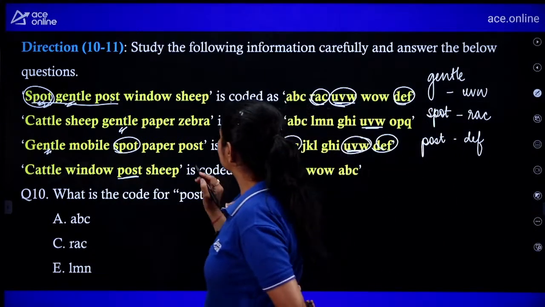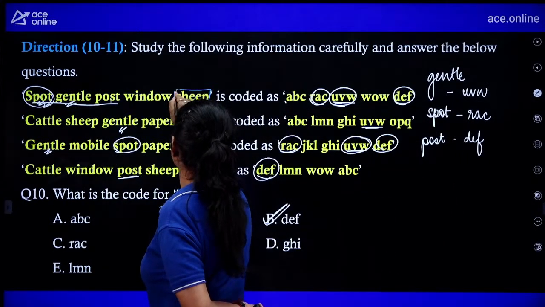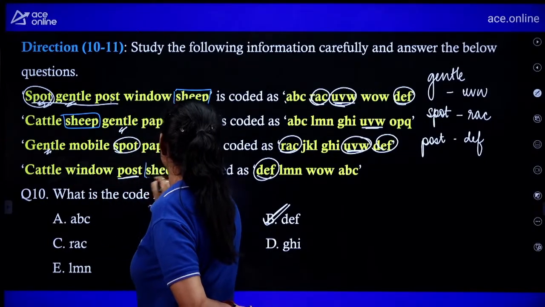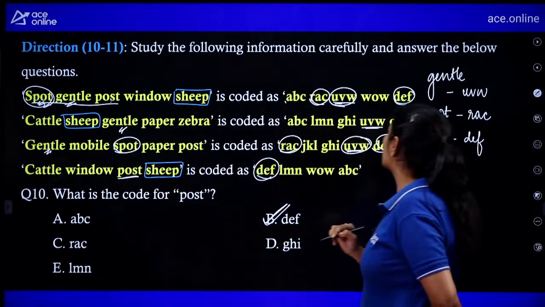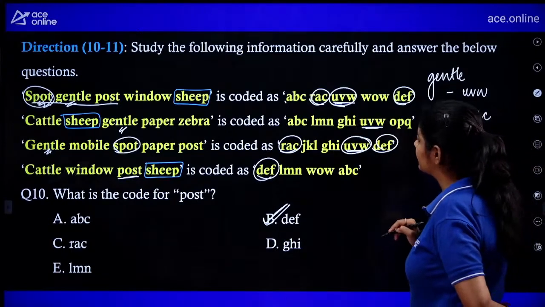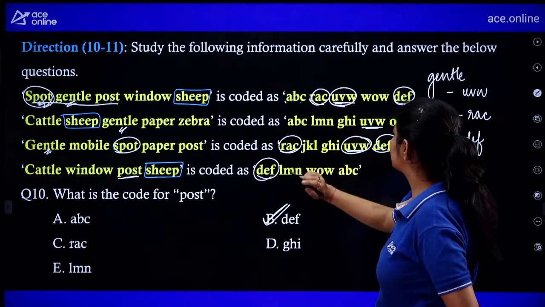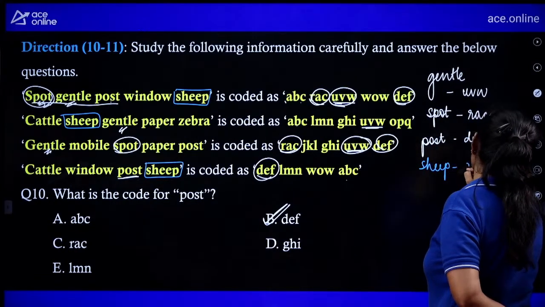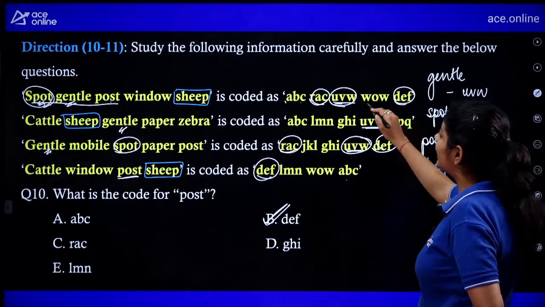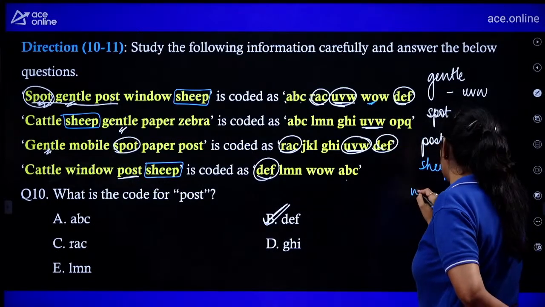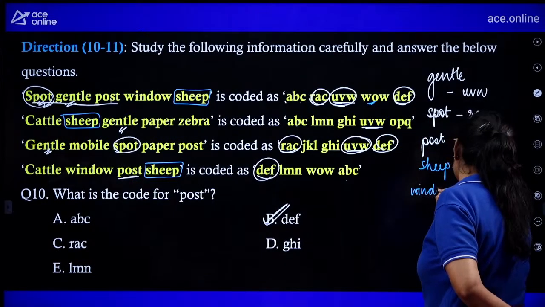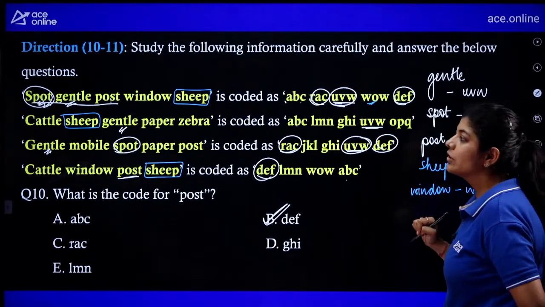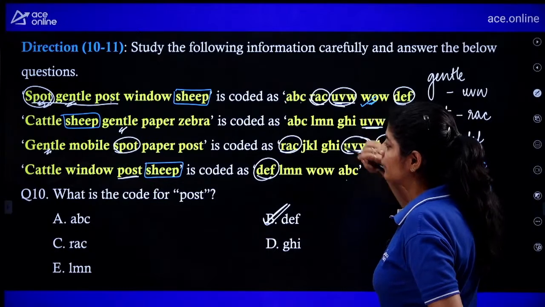So let's see where we have sheep. Here we are having sheep, sheep and sheep. Now we need to find out the common code in these three lines. ABC, ABC, ABC. So for sheep, we are using ABC. So we are left with just one word. So wo is used for window. We are done with this particular line, right?